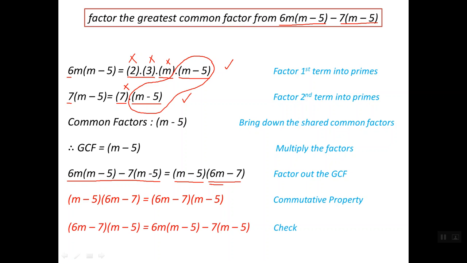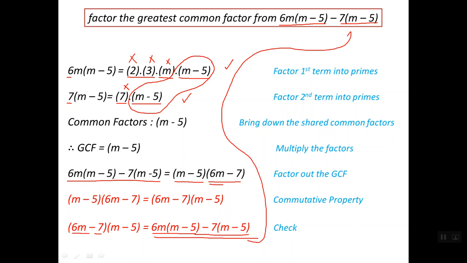Now we make the multiplication between these two factors. First, we start with the first term in the first factor, which is 6m. We multiply it by m minus 5. The sign is minus. And the second term in the first factor is 7, multiplied by m minus 5. See that we get the same result, the same as the original polynomial. So our steps are completely correct.